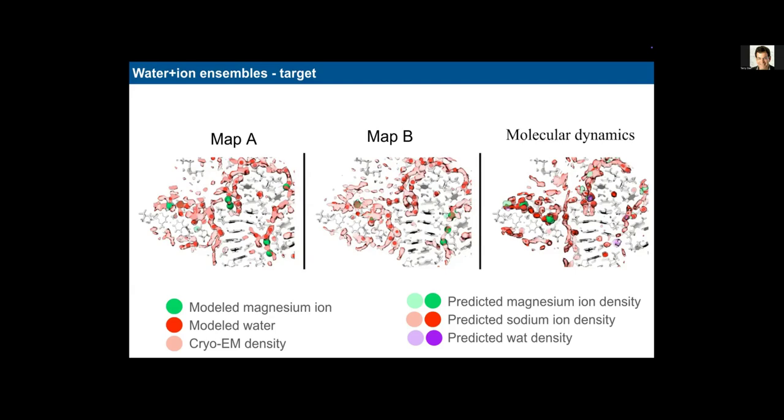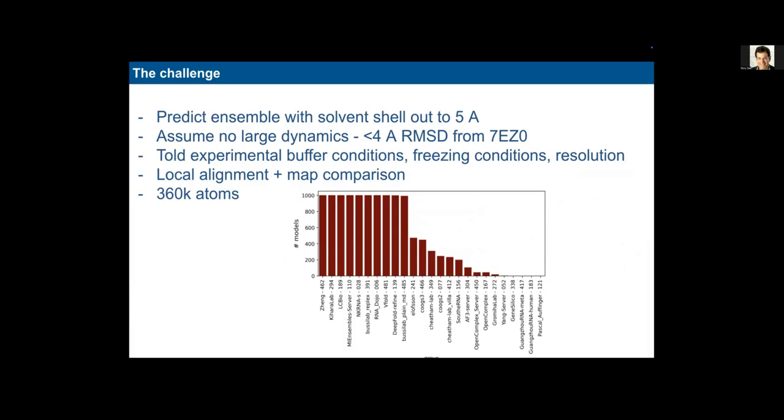And what you can see is we have some regions, for example, this network of waters here, that have some agreement with the cryo-EM maps. So that gave us extra confidence that these may be real interesting signals. But you also see regions where, at least in our molecular dynamics simulations, we were not able to reproduce the densities.